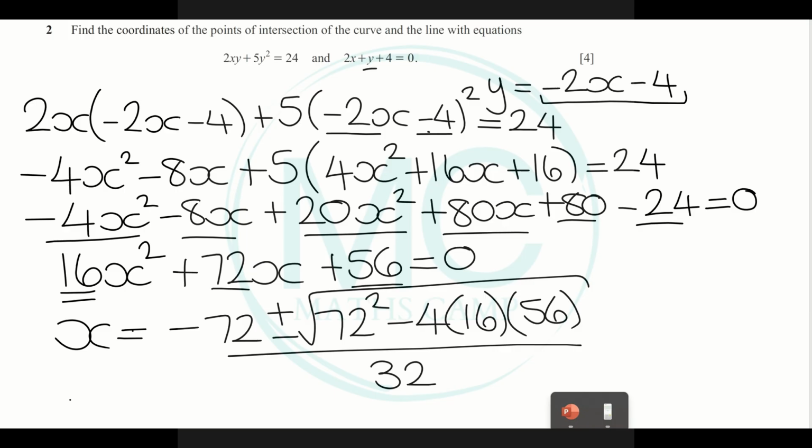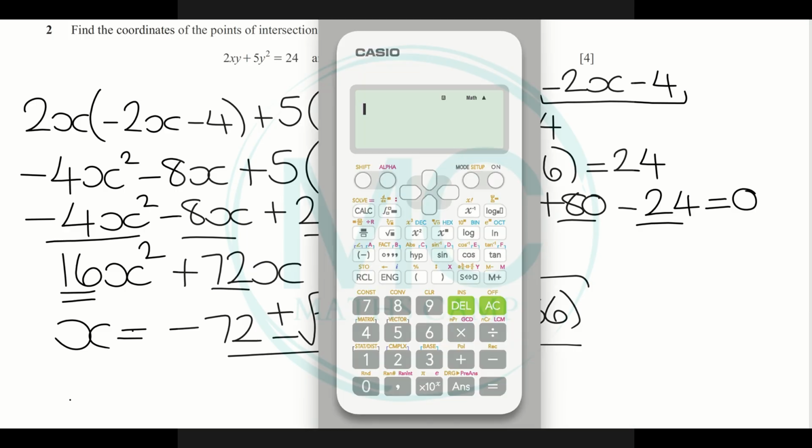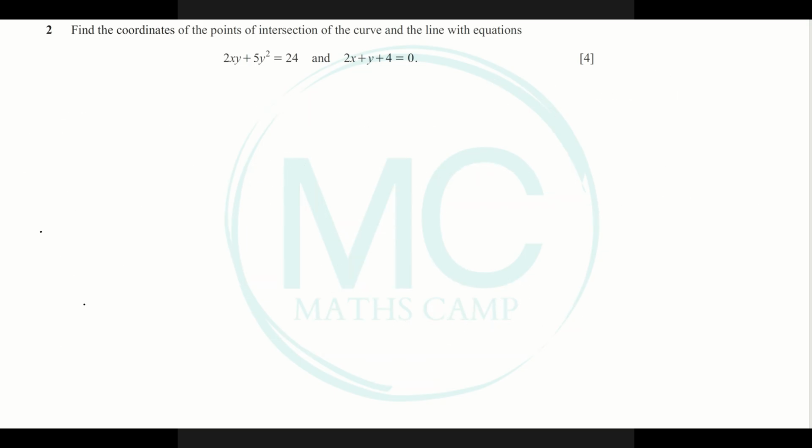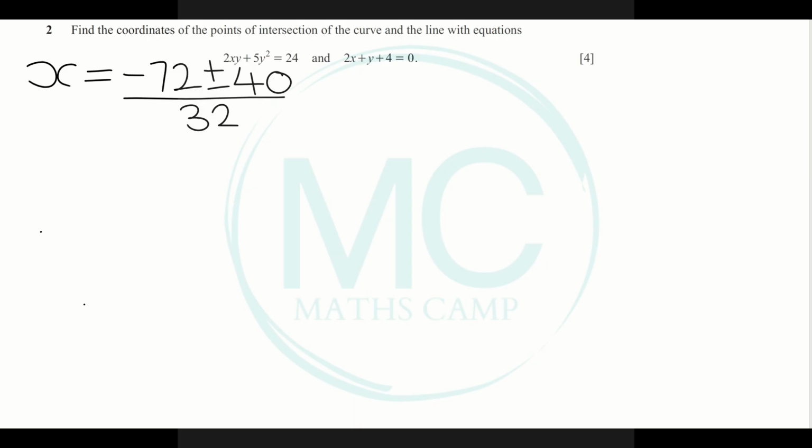Now we can take our calculator and we can find the values under the root. We can say 72 squared minus 4 multiplied by 16 multiplied by 56 is equal to 1,600. Let's square root and we get 40. So now we can see that x is equal to negative 72 plus or minus 40 all over 32. Let's find x if there's a plus sign in the numerator.